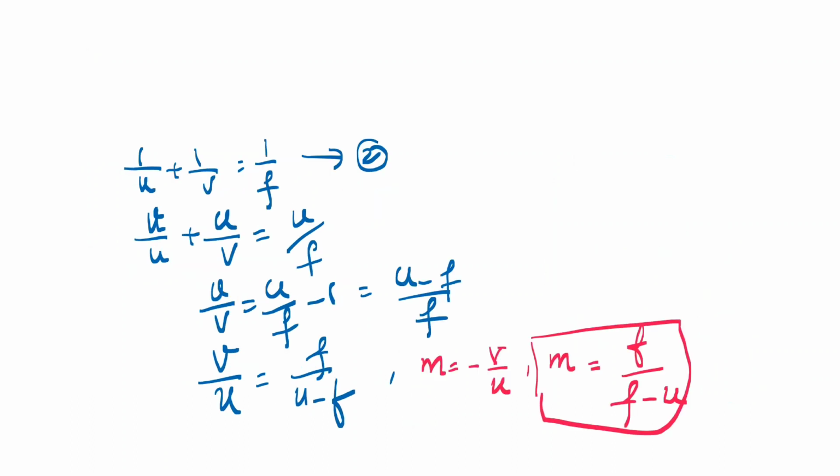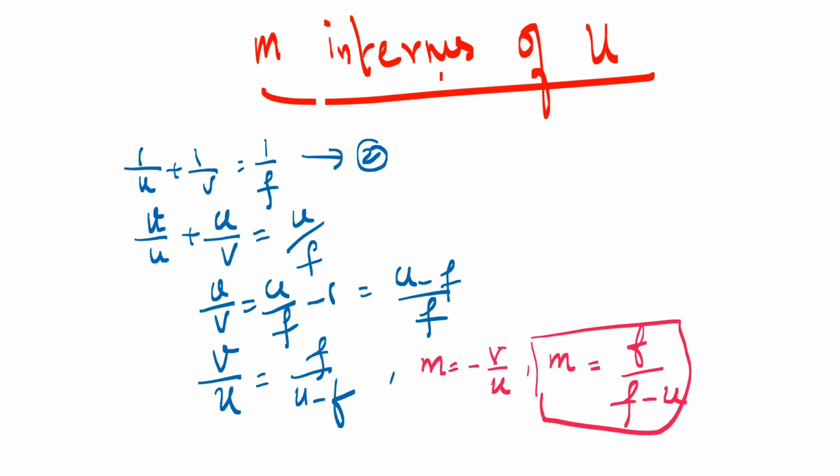Then coming to the other formula, you can derive the expression of magnification in terms of u also. So magnification in terms of u, that's what we are going to derive now. For this, we take the same mirror formula, 1 by u plus 1 by v is equal to 1 by f, and we multiply this equation throughout by u. So you get u by u plus u by v is equal to u by f. This term becomes 1, so when it goes to the other side it becomes minus. So u by v is equal to u by f minus 1.